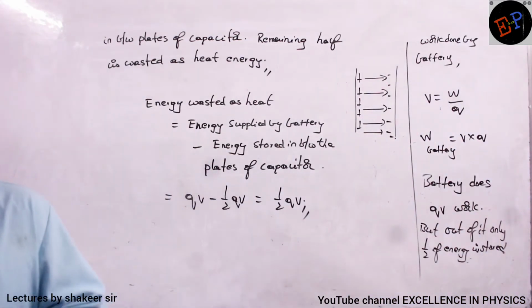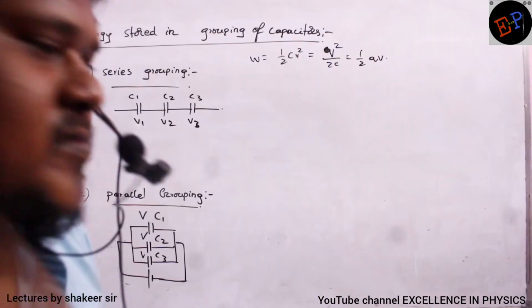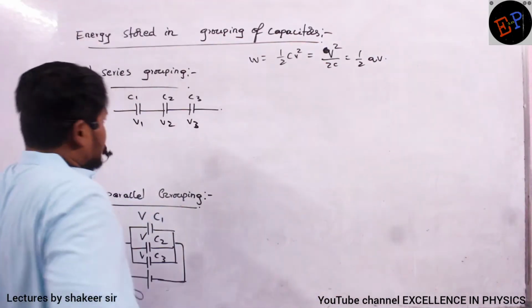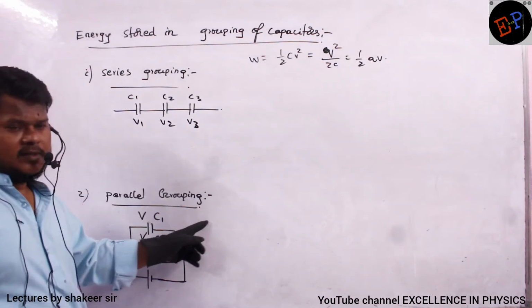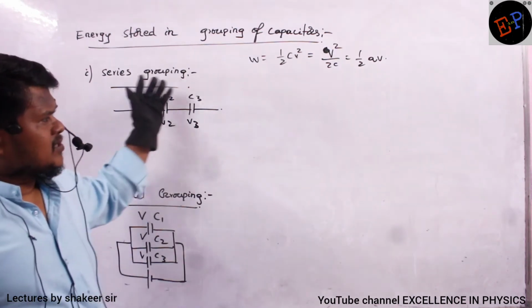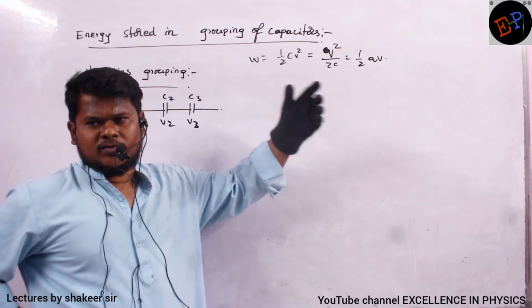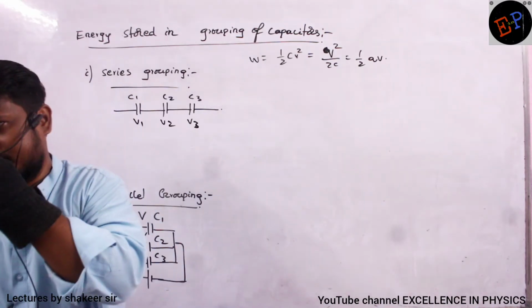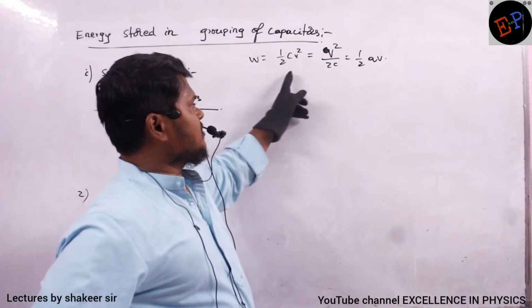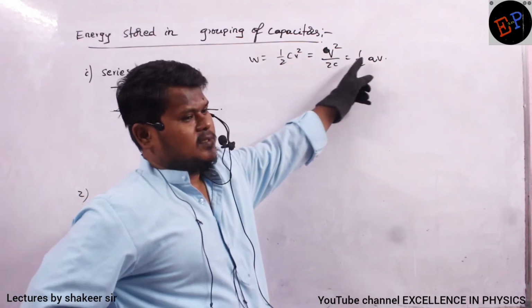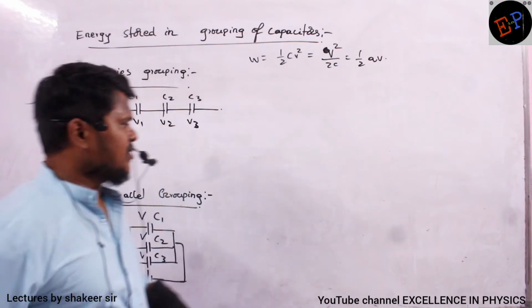For example, if capacitors are connected in series and parallel connection, then which of these equations can I use to represent the energy stored in the capacitors? These are the equations of energy, no? Half CV square, Q square by 2C, half QV. These are the equations of energy.